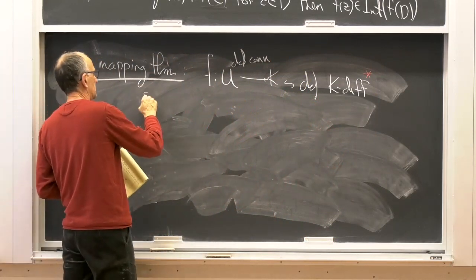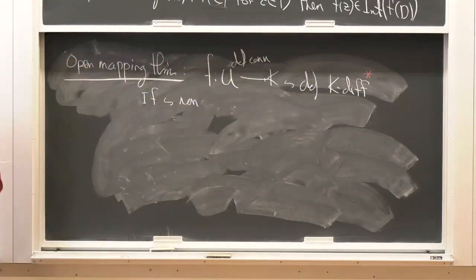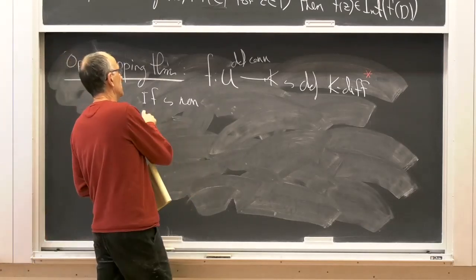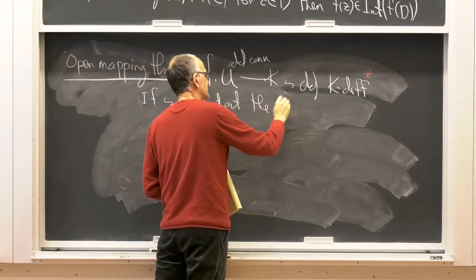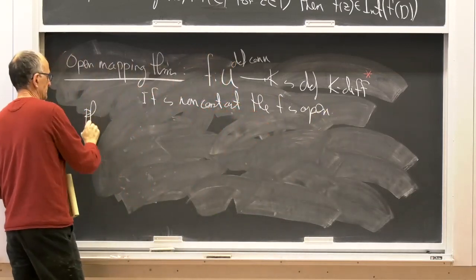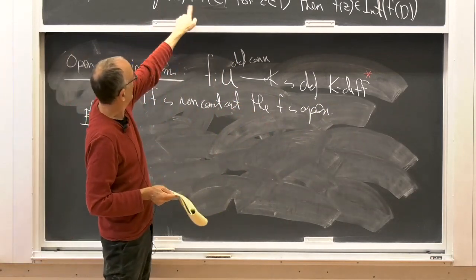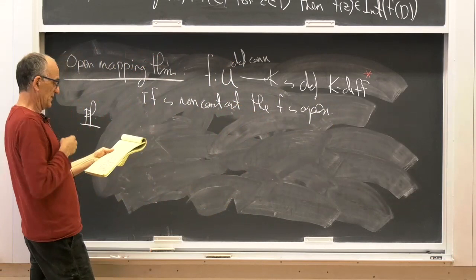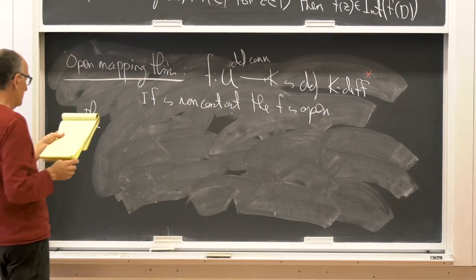If f is non-constant, yeah, I guess I need the definably connected because otherwise it could be constant on one part and not constant on the other. If f is non-constant, then f is open. We almost have it, but there is this issue of being on the frontier or not being on the frontier. Because if we are not in the frontier, we know that we are open. f of z is in the interior.